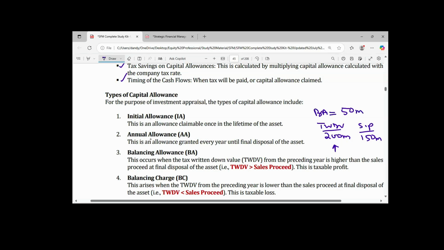So balancing allowance will occur when the tax written down value from the preceding year is greater than the sales proceeds at the disposal of the asset.